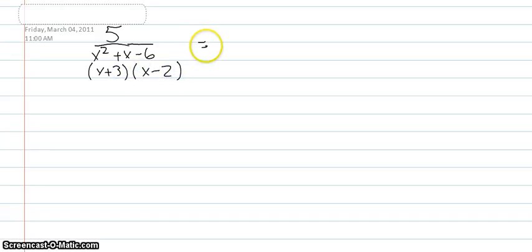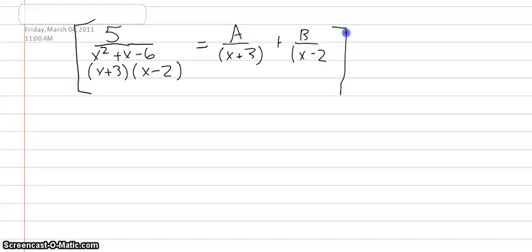And then you have to take a and put it over the first factor, which is x plus 3, and then plus b over the second factor, which is x minus 2. You multiply the entire thing by x plus 3 and x minus 2.